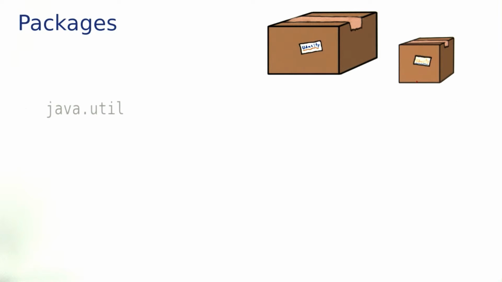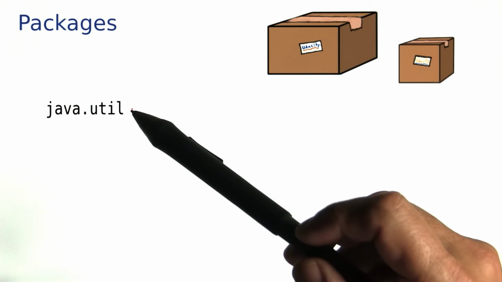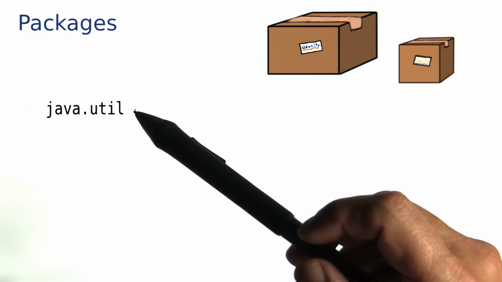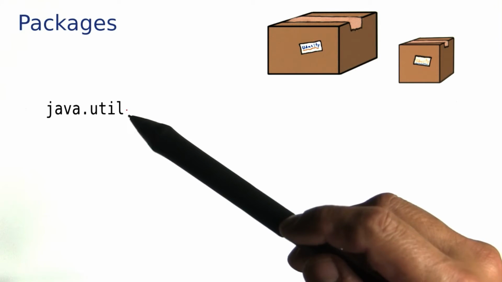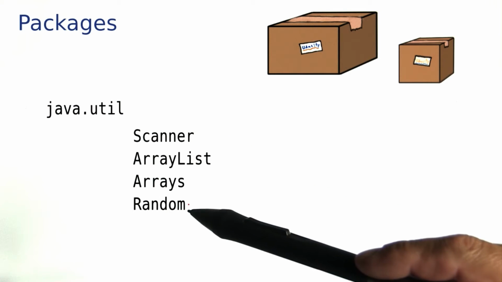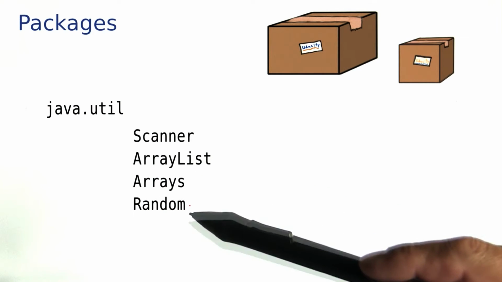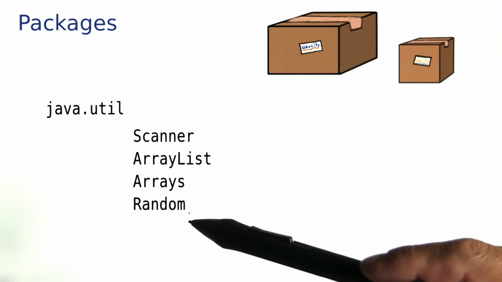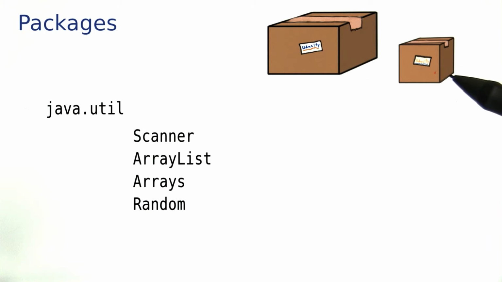For example, you've seen the package called java.util quite a bit. It contains various utility classes such as Scanner, ArrayList, Arrays, Random, and so on. That's one aspect of packages, to group related classes together.